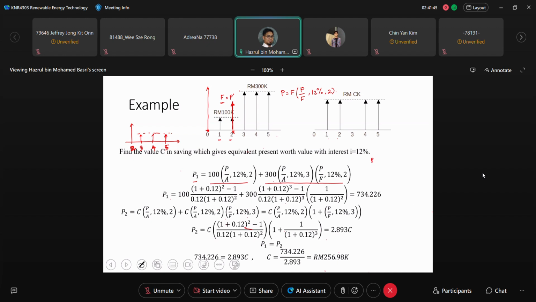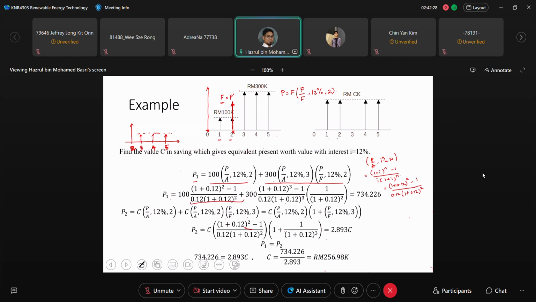So we have P over A, 5% for a period of n, is equal to 1 plus i to the power of n minus 1, over i times 1 plus i to the power of n. What is i? i is equal to 12%, so it becomes 1 plus 0.12 to the power of 2, squared, minus 1, over 0.12 in brackets 1 plus 0.12 to the power of 2. Okay, that is for the first term.